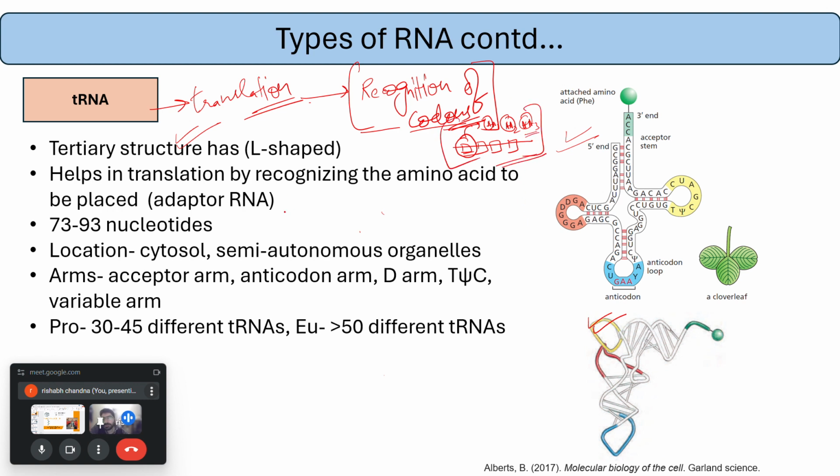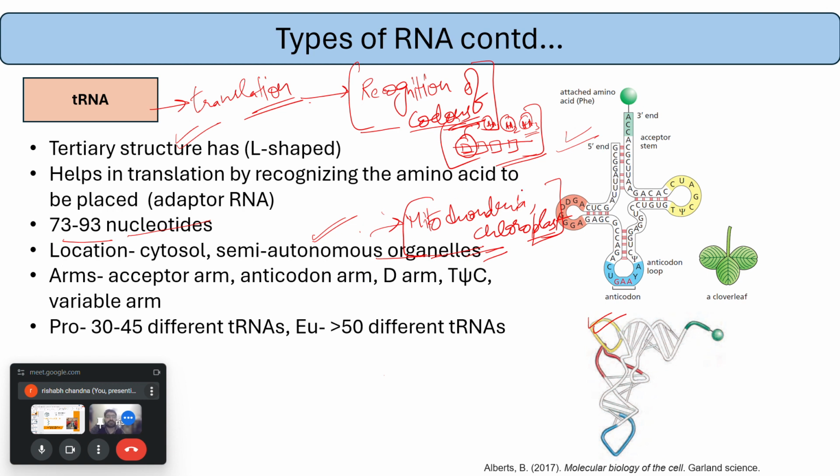Now, moving back to its structure, it is 73 to 93 nucleotides long, and it is basically present in the cytosol because the translation process occurs in the cytosol, and also in semi-autonomous organelles like mitochondria, chloroplast, etc. Because they have some amount of DNA present in them, some of the proteins are formed there, and they contain some tRNAs.